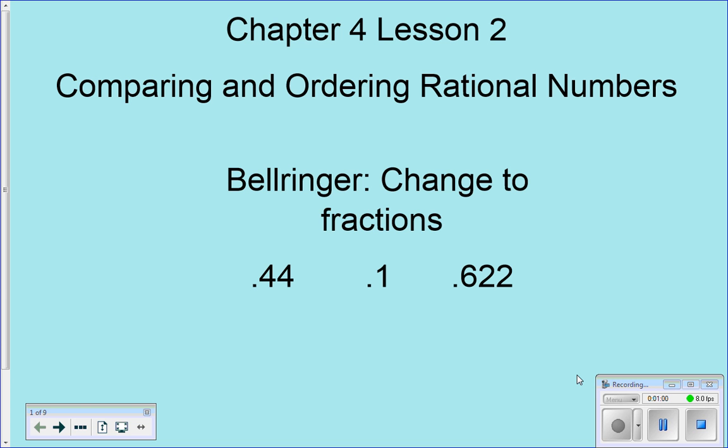So these are considered rational numbers. 0.44, 0.1, 0.622. How would I change those to fractions? Tell me the first one. What am I going to do to change this to a fraction? Cadence? Why 100?